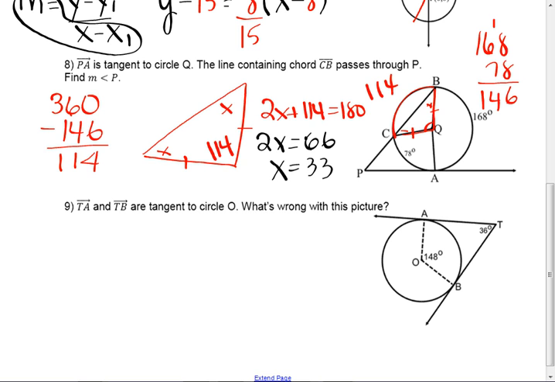Okay, Cole? I have to erase something here. This is 33. That's 114. This is 66. What's 180 minus 33? 127? Oh, no. I can subtract. Yeah, I don't like subtracting. 180 minus 33. 147. That's 147. This is 90.